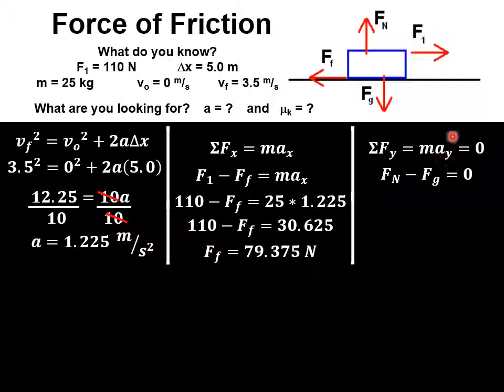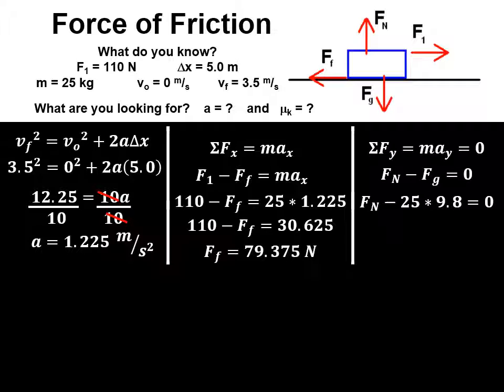Another mistake I see is that people plug in for the acceleration in the y direction 9.8 because that's the acceleration due to gravity. The problem with that is this box is not actually falling. If this box were falling, then I would say, yeah, the acceleration in the y direction is 9.8 meters per second squared. But since it's not falling, there is no acceleration, then the net force is going to be equal to 0. So normal force minus the force of gravity equals 0.